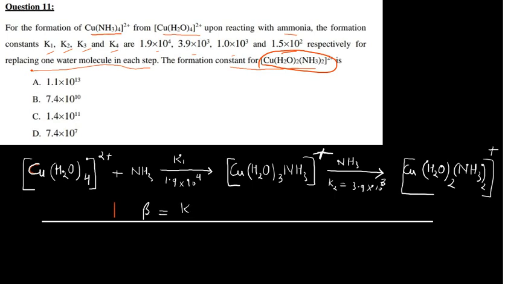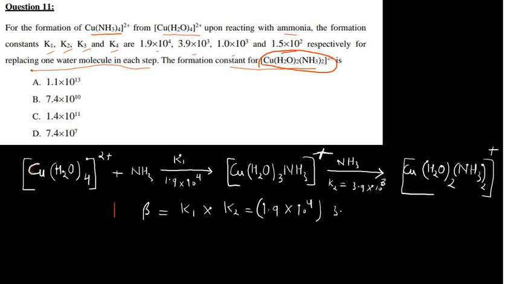This would be nothing but K1 multiplied by K2. K1 is 1.9 into 10 to the power 4 multiplied by K2, that is 3.9 into 10 to the power 3, okay, and if you multiply, then the power would add up in that case, so 10 to the power 7. So there is no need to solve further. Check for the options where actually 10 to the power 7 is given. So only this particular option. So option D is the correct answer for this one. If you multiply 1.9 and 3.9 also, then it will give you 7.4. So this is how you can solve the problem.